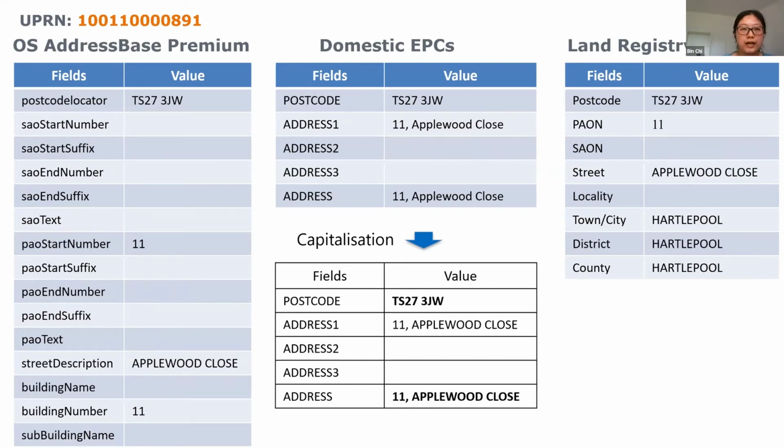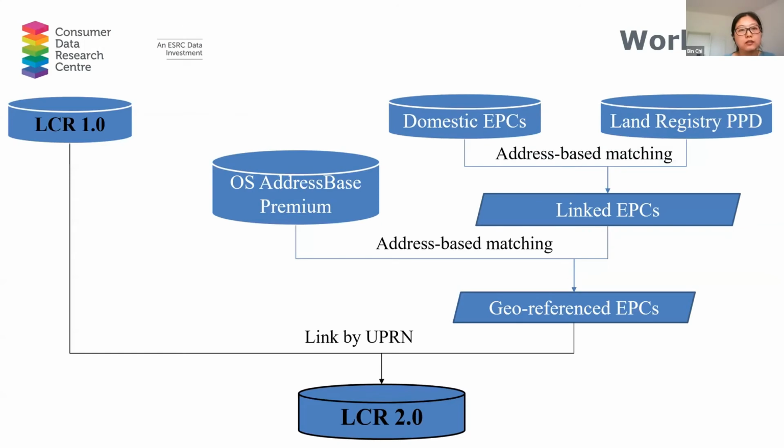In this case, we can add the floor size information into the LCR data. Before we do the linkage, we first capitalize all the address information from the domestic EPC data, as you can see in the middle part. And in the next slide, I will show you the whole workflow.